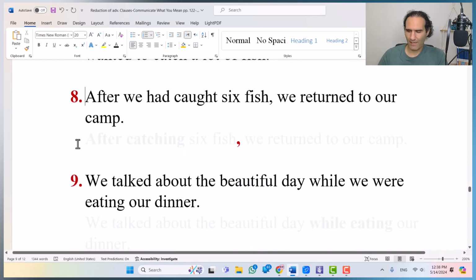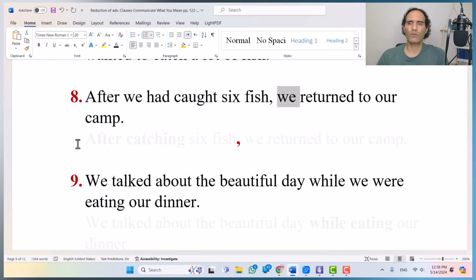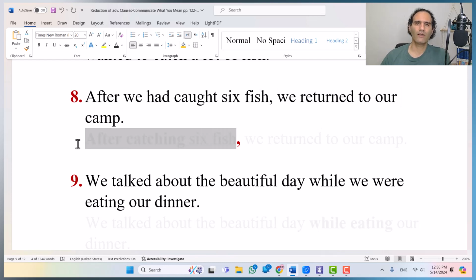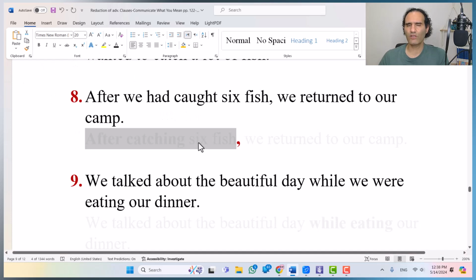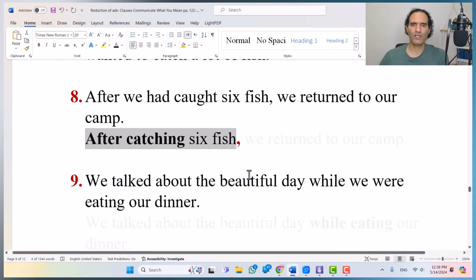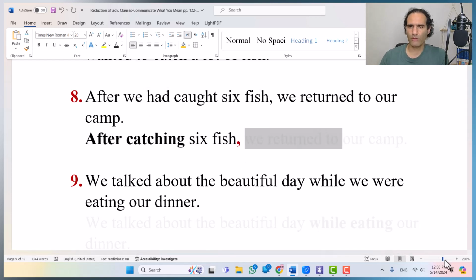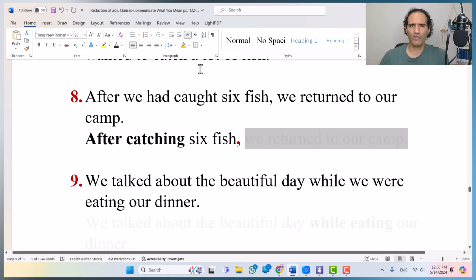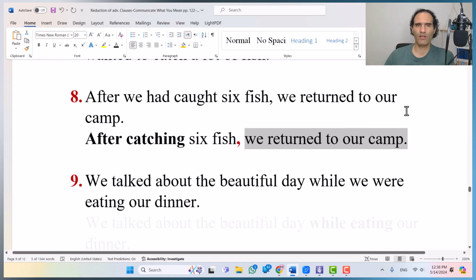Number 8. After we had caught 6 fish, I told you about that, we returned to our camp. Subjects are the same. After, very good. I grayed that out to give your mind a chance to think and develop your answer. A great idea is to pause the video before I show you the answer. After catching 6 fish, we returned to our camp. It's a little difficult for your mind to say 6 fish because your mind automatically wants to say 6 fishes, but be careful, 6 fish.